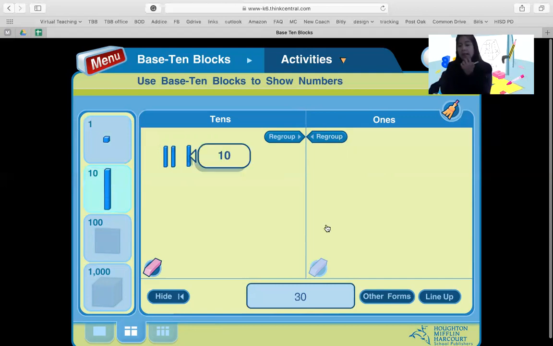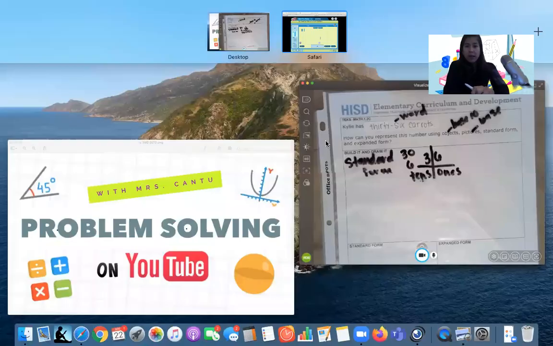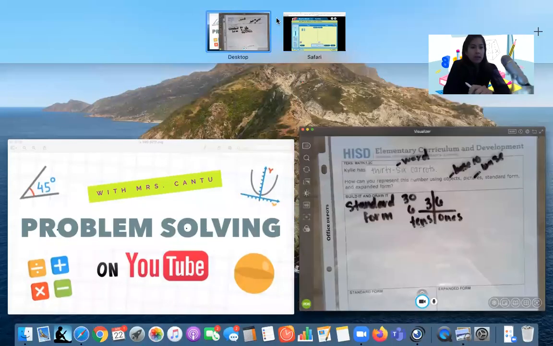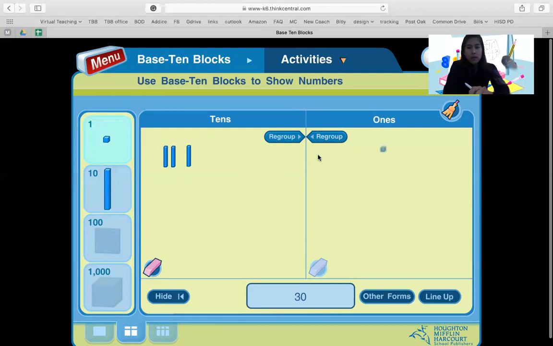Boom. And then if you remember, let's go back. I have 3 tens, check. Now I need how many ones? 6. Excellent. So now let's go. 1, 2, 3, 4.